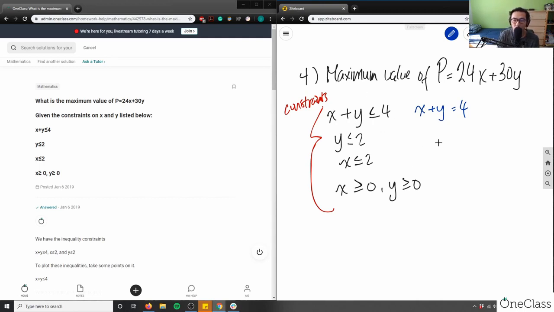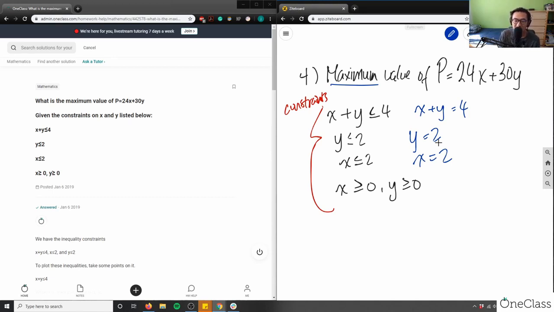Y has to be less than or equal to 2. I want the maximum value, the greatest number, which means y has to equal 2 in this case. Because if it's less than 2, I'll get a lower number, and I don't want that. It's asking for the maximum value. If y equals 2, x also has to equal 2, since it has the same limitation as y. X has to be less than or equal to 2. I'm picking my biggest number, 2.